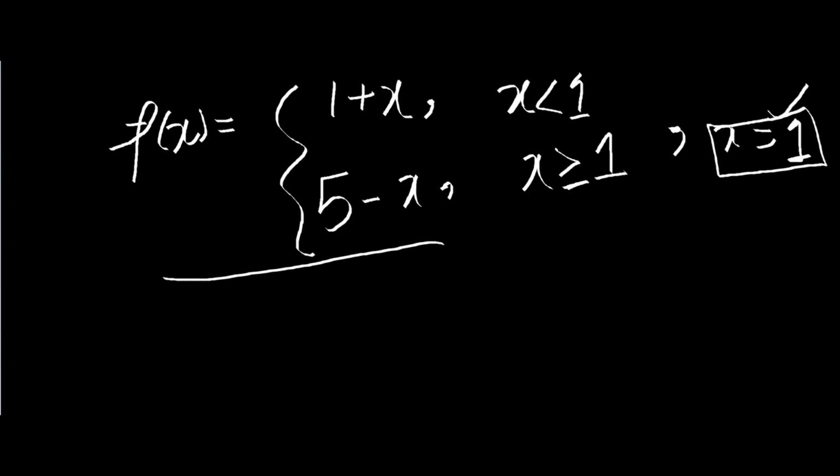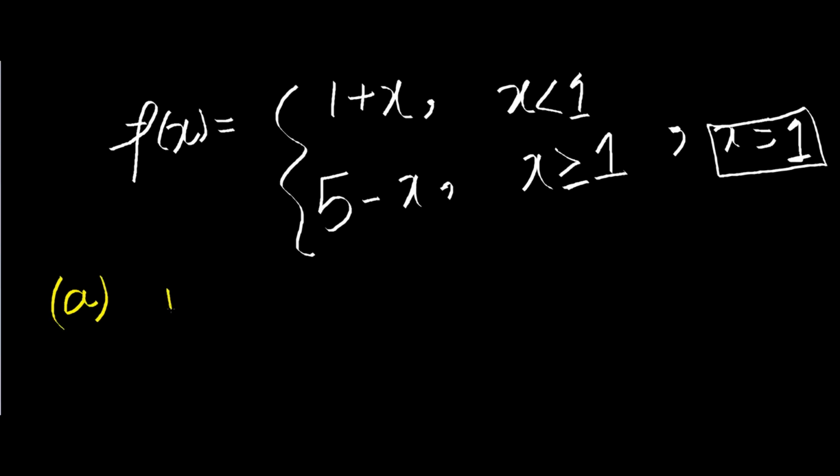In the previous video, I already told you that there are three steps to find the continuity of any function. The first step is to check whether the function is defined at this point. The given point is x equals 1, so we have to check whether the given function f of x is defined at x equals 1. So let's do this. This is the first step.